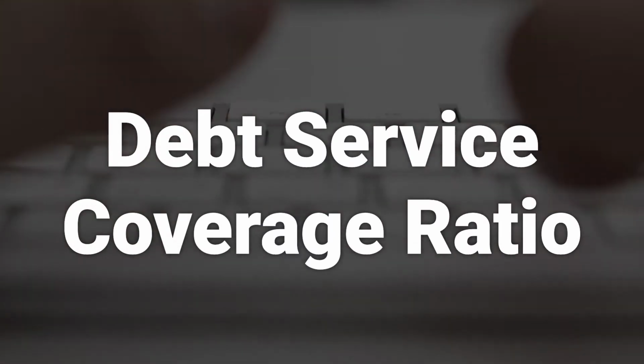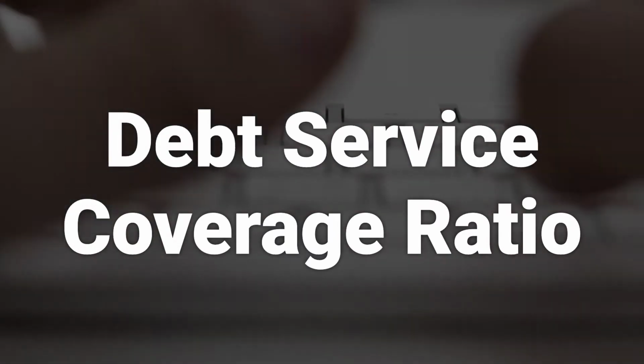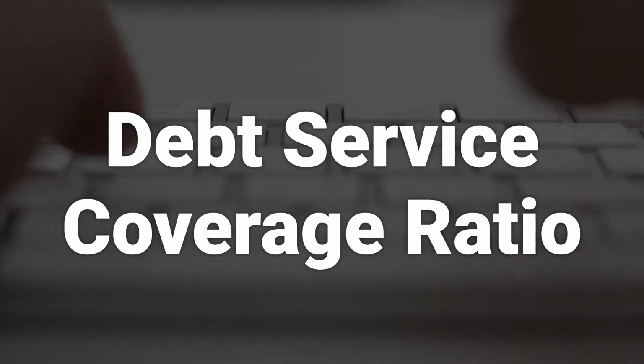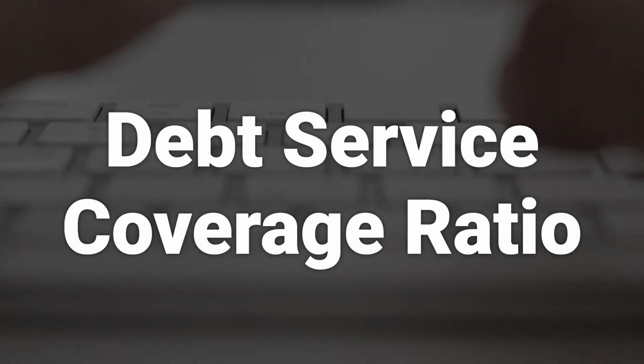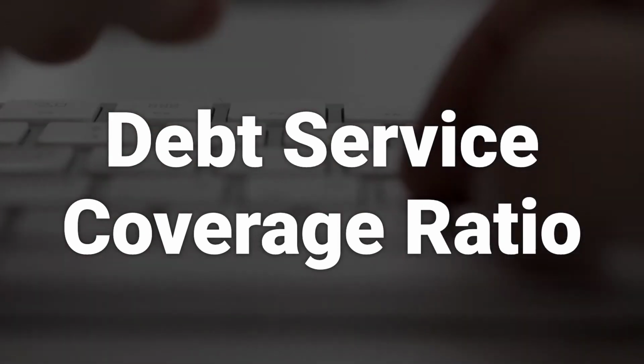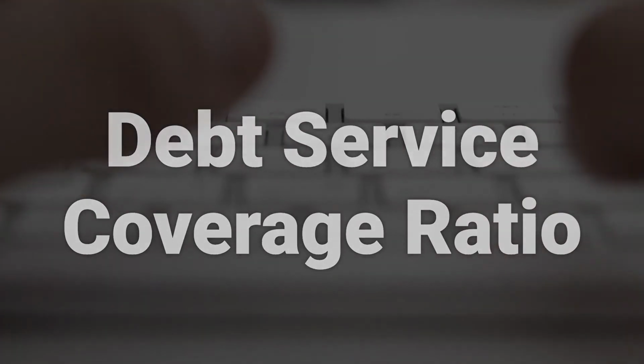The debt service coverage ratio measures how well a company can pay its entire debt service. A debt service coverage ratio of 1 or above indicates that a company generates sufficient earnings to cover its debt obligations. It is calculated as net operating income divided by total debt service.